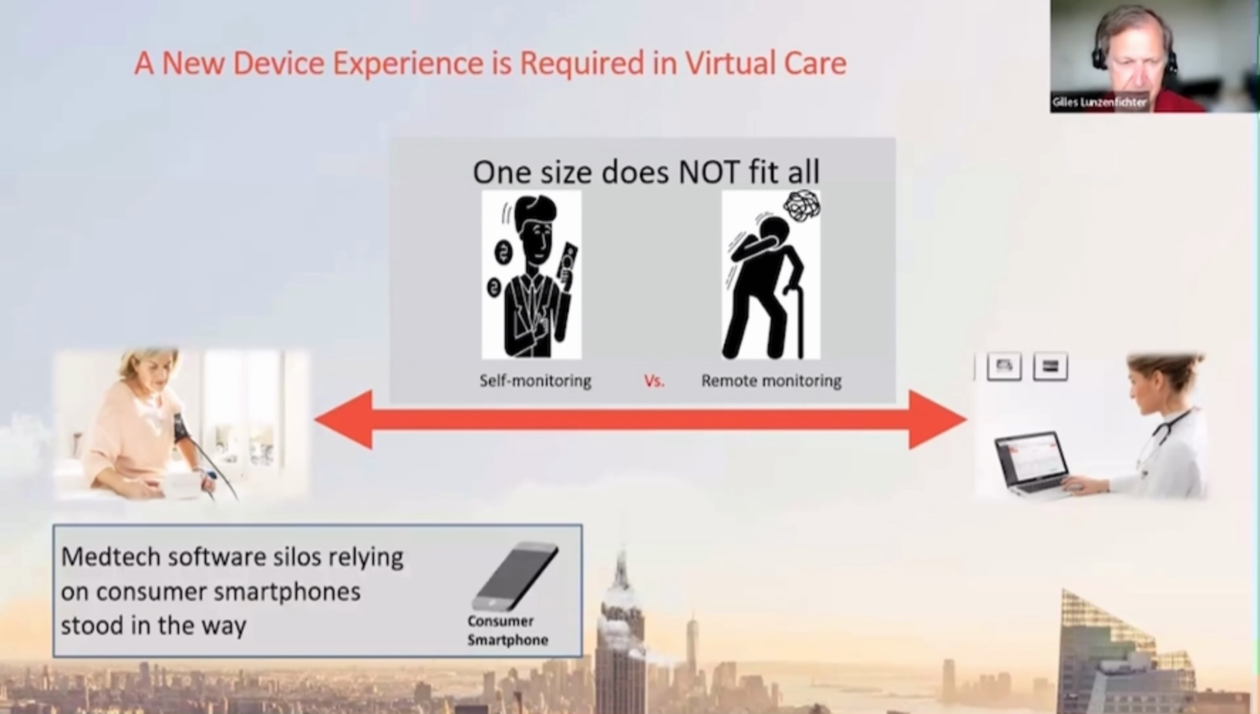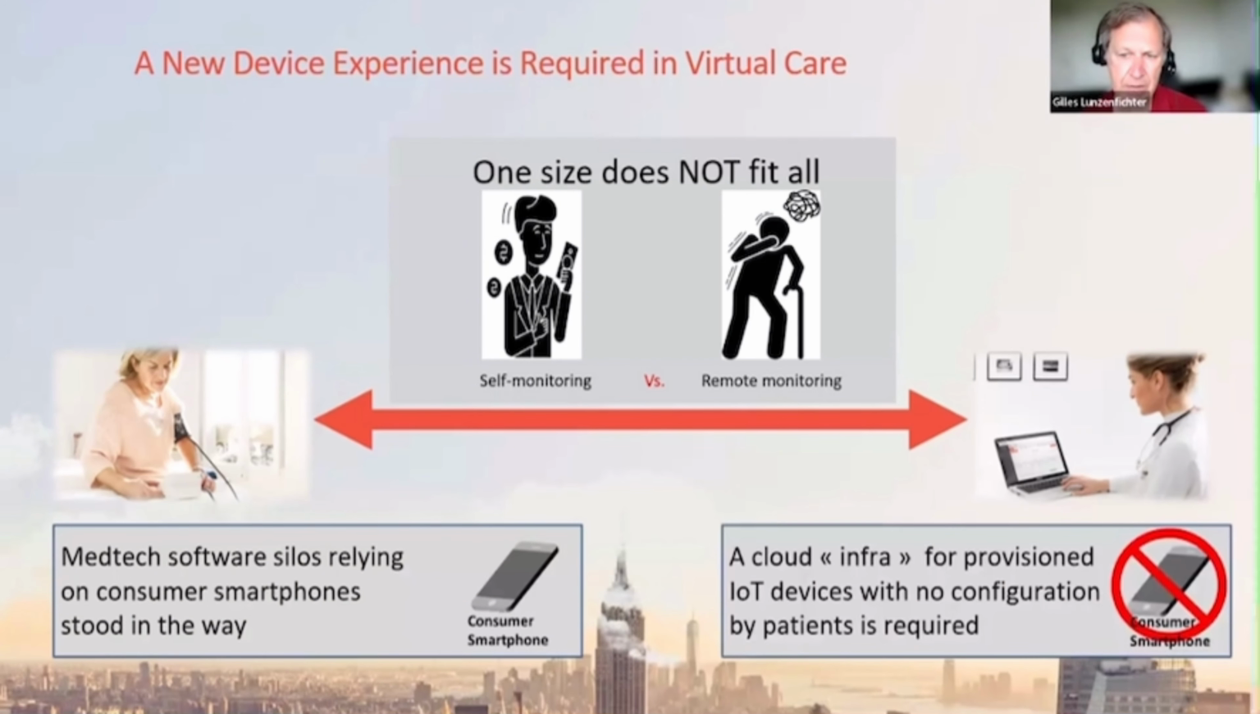And we believe that one of the key elements why the data could not be collected from all those amazing consumer devices is probably the medtech software silos: the mobile app, the proprietary cloud, the proprietary API of each medtech vendor who has devices at home. They all rely on consumer smartphones. And these different stacks of software of all the medtech vendors, at the end, stood in the way.